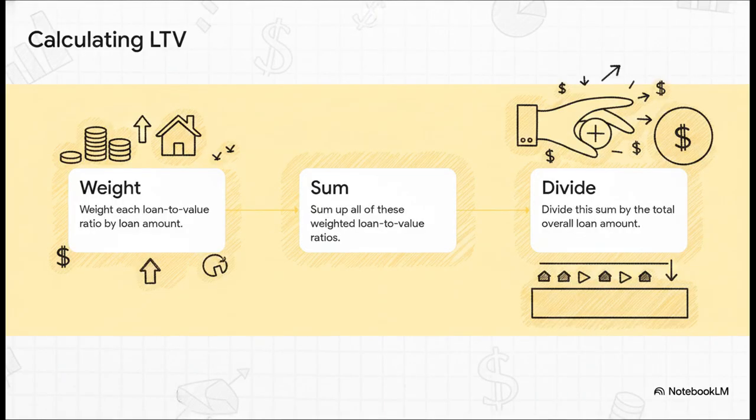And this illustrates the exact mathematical sequence you need to run, which comes directly from Rule 1.6 of the standard. First step, you take each individual loan-to-value ratio and weight it by its respective loan amount. Next, step 2, you sum up all of those individual weighted loan-to-value ratios. And finally, step 3, you take that total sum and divide it by the overall loan amount for that specific category. That simple 3-step process gives you the precise weighted average LTV required by the standard.